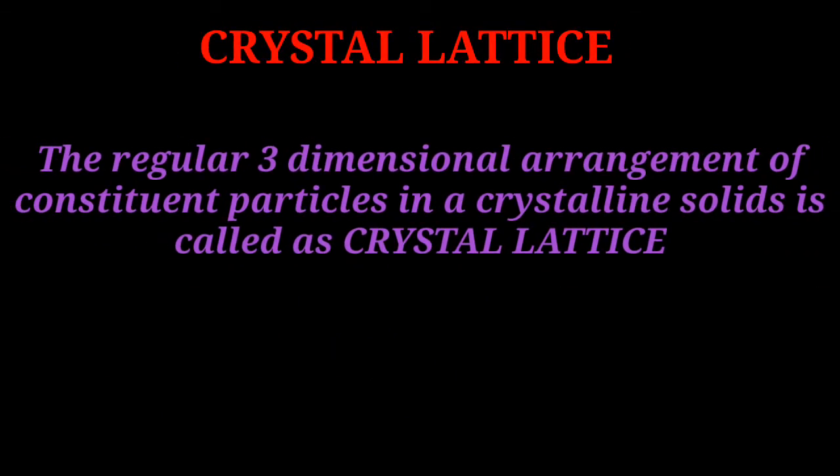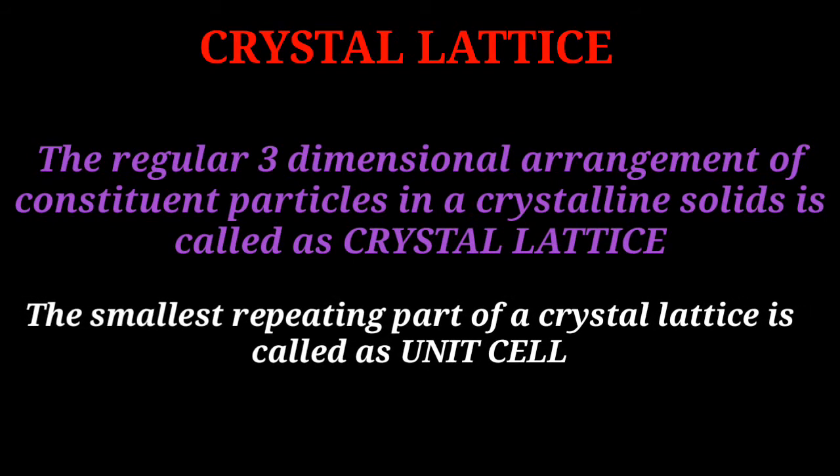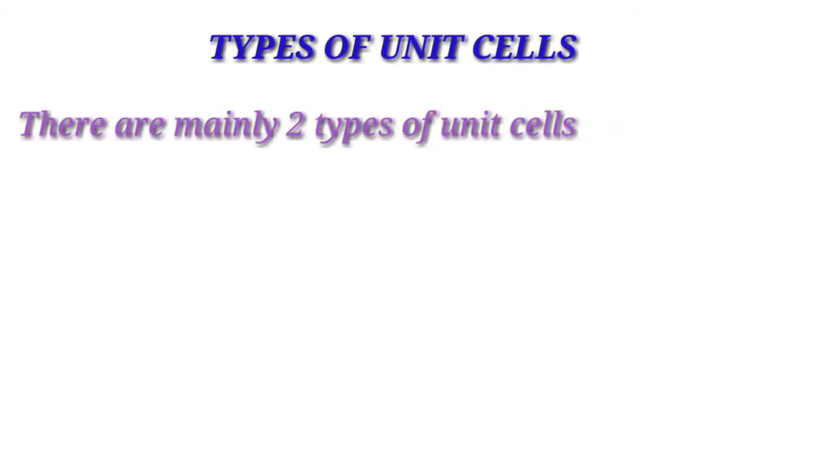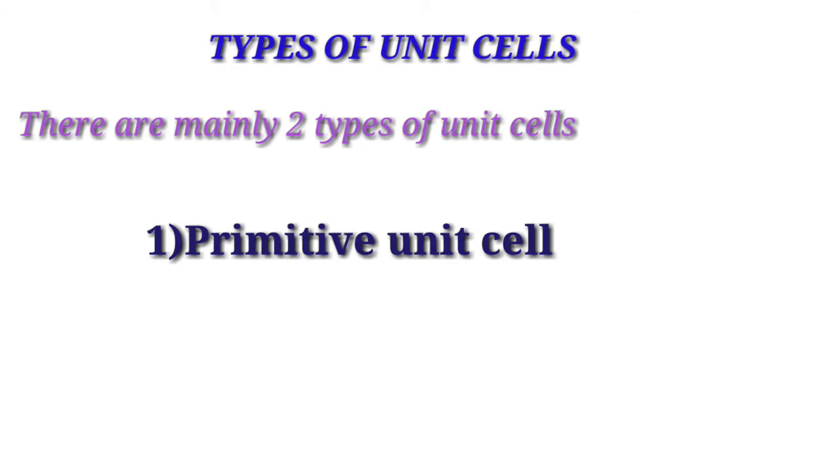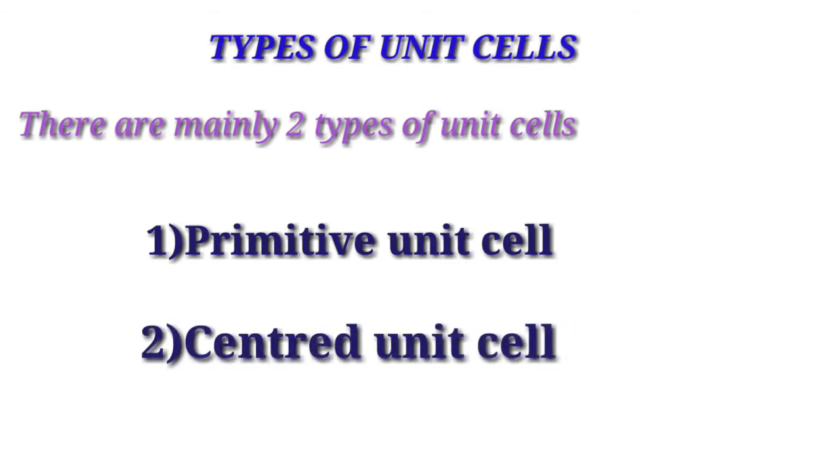Crystal lattice. The regular three-dimensional arrangement of constituent particles in a crystalline solid is called crystal lattice. The smallest repeating part of a crystal lattice is called unit cell. Types of unit cells. There are mainly two types of unit cells: primitive unit cell and centered unit cell.